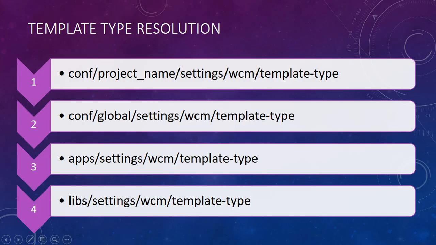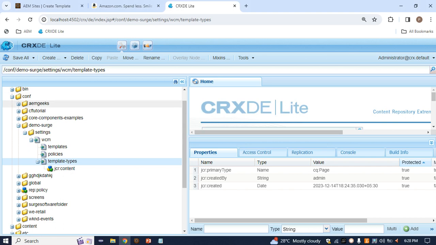This is called template type resolution. Firstly, it will check inside your conf folder. Inside this conf we have created our own folder, and inside it settings, WCM and the template types. You will see this settings, WCM, template types everywhere. If you are not seeing it, that means this template will not execute. Got it? So first of all it will search inside your conf folder name. That means this is the configuration, this one is our folder name, and inside it, it will search the template type.